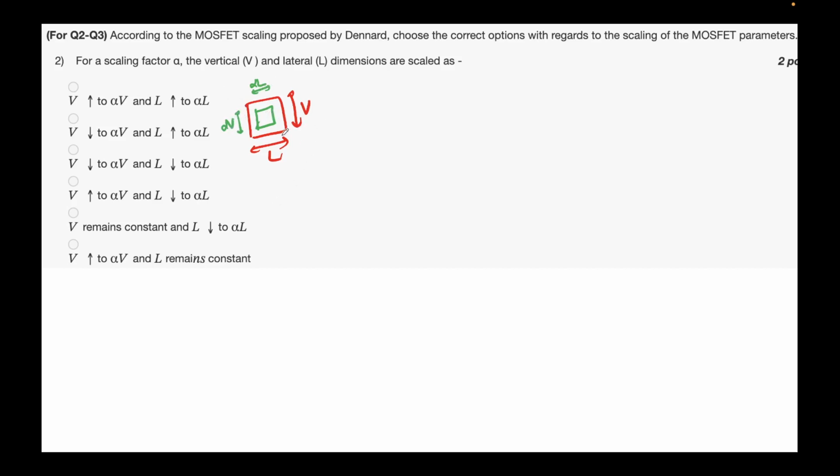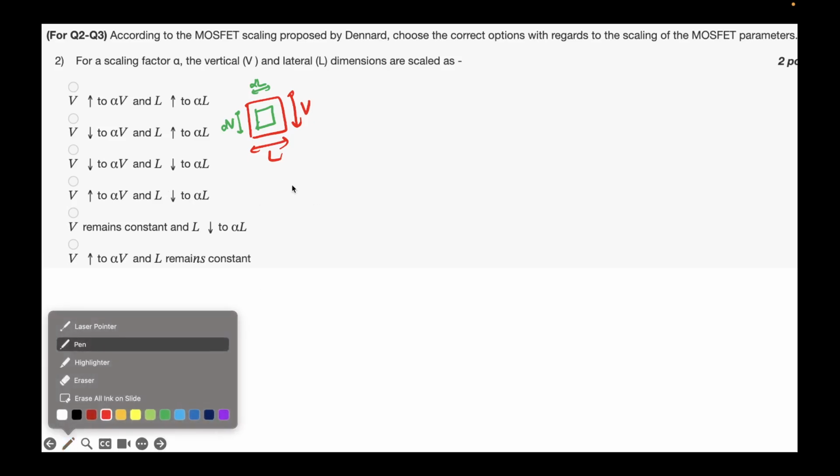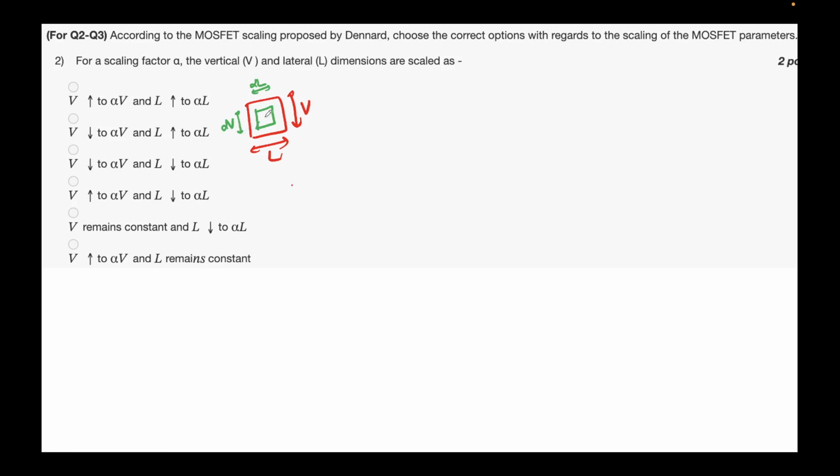So what we are saying here is that if you reduce the dimensions, that means the vertical as well as the lateral dimension, what will be the correct option? Usually alpha is a quantity less than 1, as you can clearly see here. Then only this green box will be smaller, right? So V is reduced to alpha V, and L is reduced to alpha L. We are reducing both the length and breadth, so this option would be correct.